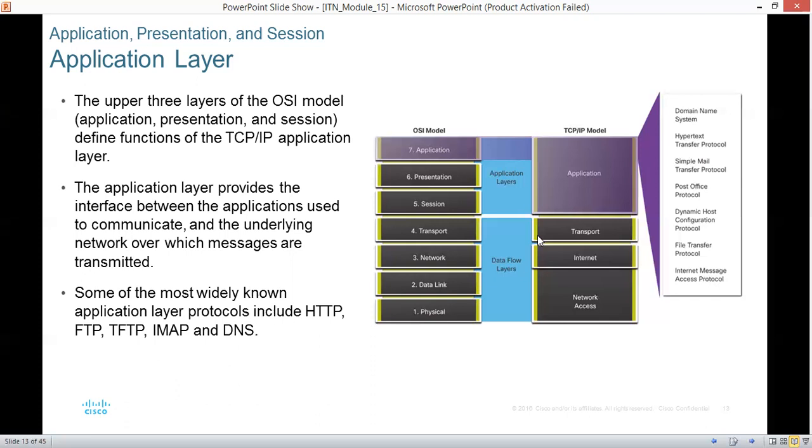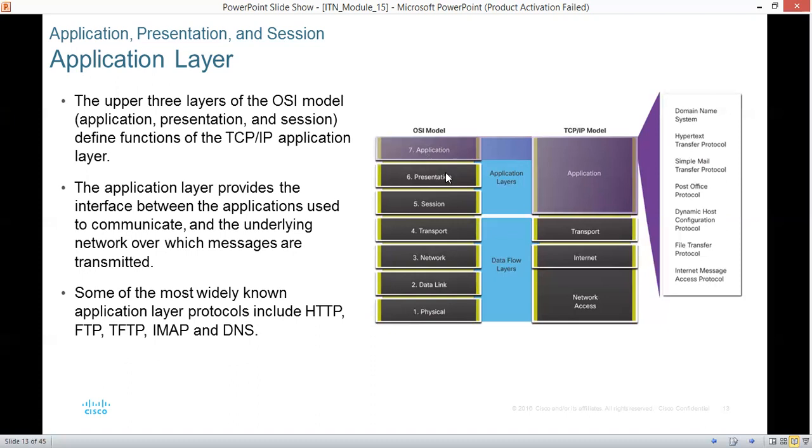And then looking at the application layer from the perspective of the TCP/IP model, you can see the Domain Name System, the Hypertext Transfer Protocol, Simple Mail Transfer Protocol, Post Office Protocol, and Dynamic Host Configuration Protocol. Now, all these fall under the application layer, looking at it from the TCP/IP. But also note here that beneath the application layer is the presentation layer. And that is where you have file formats.